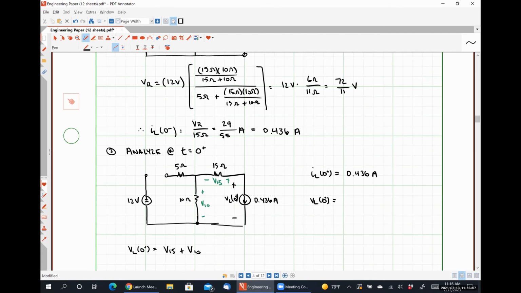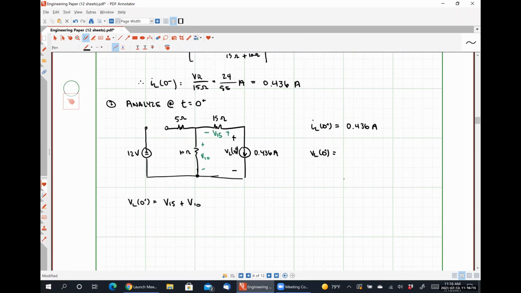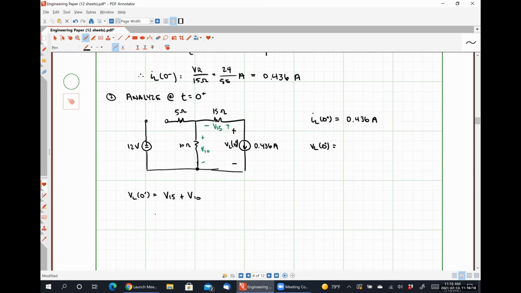Well, because they're in series, they should have the same current flowing through them. So if you're determining the V15 or the V10, you would just use Ohm's law with the resistance that's given and the current that we found? Absolutely correct. So we'll have the 15 ohm resistor in series with the 10 ohm resistor. So I'm just going to lump those guys together. Our current of 0.436 amps is flowing through both of them.